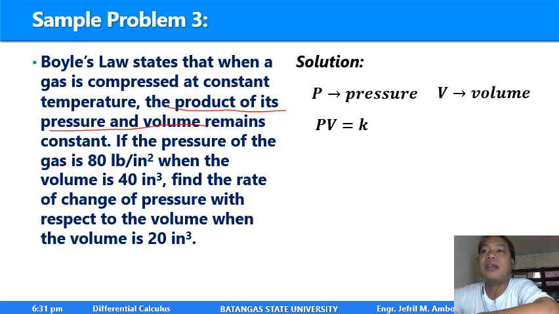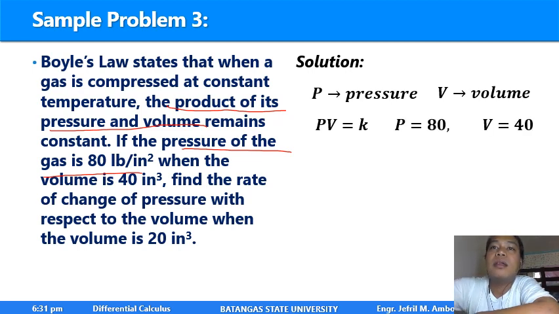What is the next quantity or expression that we can make? The pressure of the gas is 80 psi, so we can write that as P equal to 80, and the volume is 40 cubic inches, so we write V is equal to 40. So these are the given quantities.